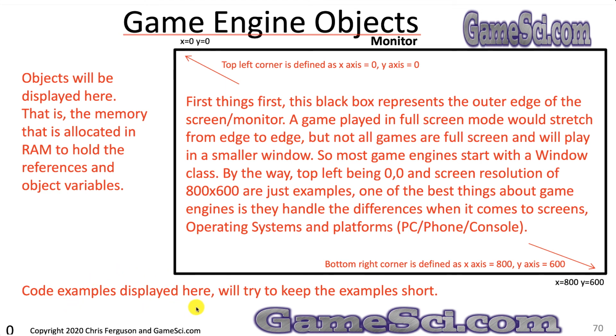We'll put code examples displayed here. We'll try and keep the examples in this slide as short as we can. Any objects created in RAM memory will be displayed here. That is the memory that is allocated in RAM to hold the references and object variables.